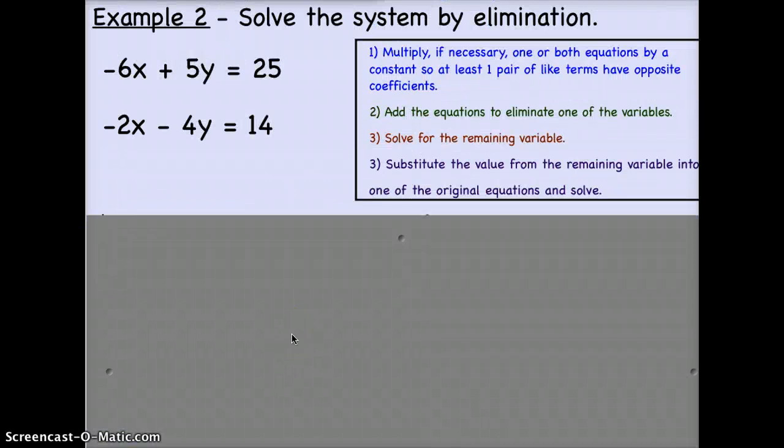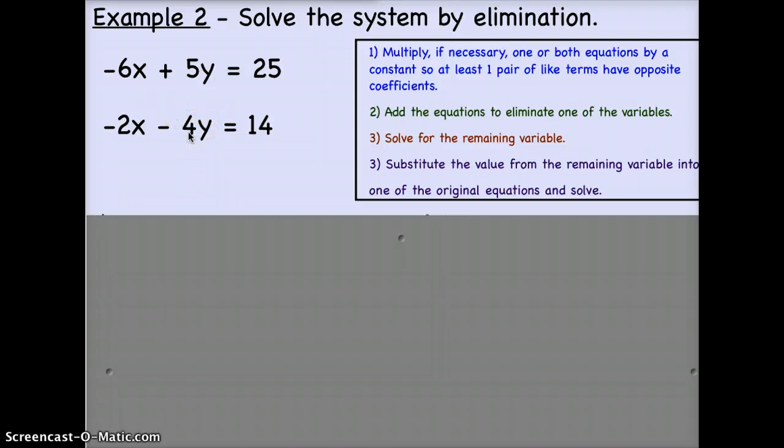So again, we're going to solve the system by elimination. We have our two equations up here: negative 6x plus 5y equals 25, negative 2x minus 4y equals 14. So I'm looking to see if I have opposite coefficients for any of my terms. Here I have negative 6 and negative 2. Those are my coefficients for my x values. They are not opposites. Let's look at the y values. Positive 5 and negative 4. Those are also not opposites.